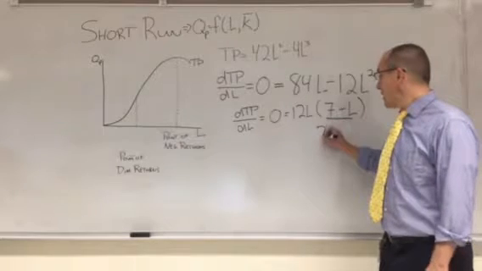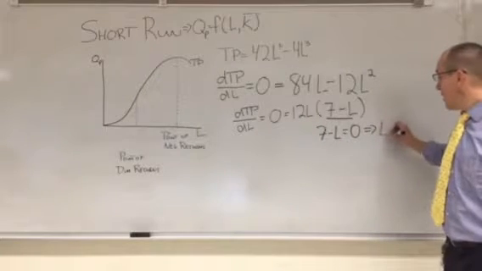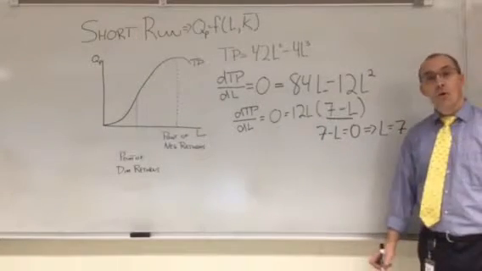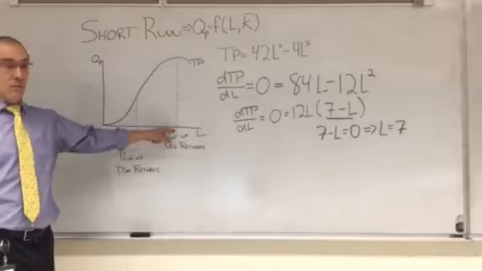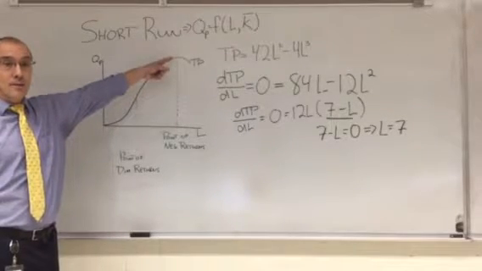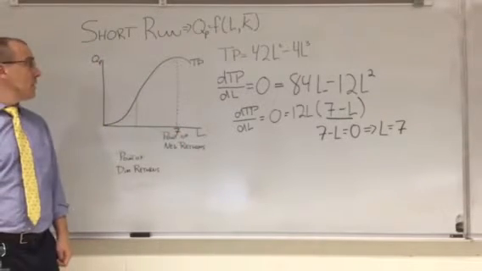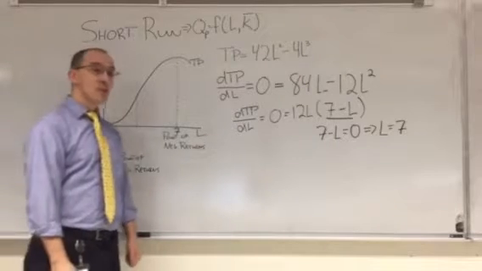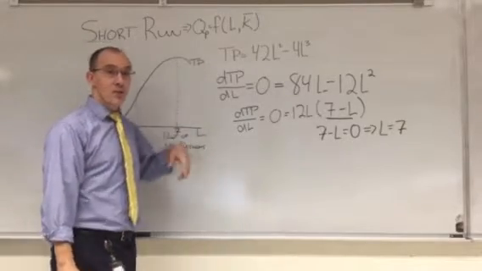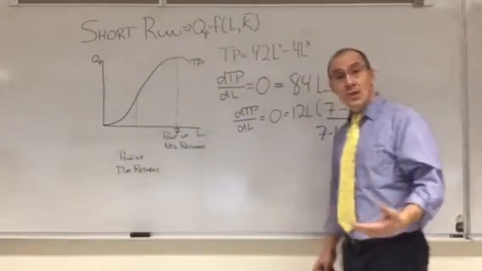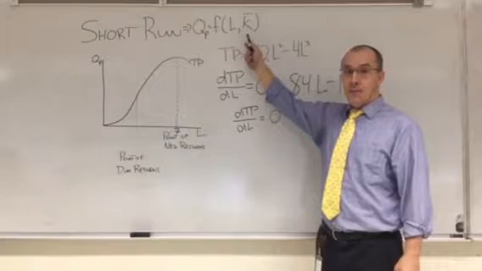Basically, I can do 7 minus L equals 0, which will lead me to a situation where L equals 7. What this tells me is that my point of negative returns right here, the point where my total product is maximum, is the point where I have 7 workers. In other words, I should never have more than 7 workers working for my company because I will just end up actually producing less. The reason why I'm producing less is because I'm overusing my fixed amount of capital.